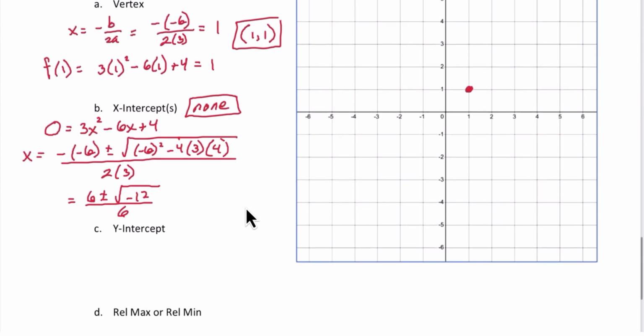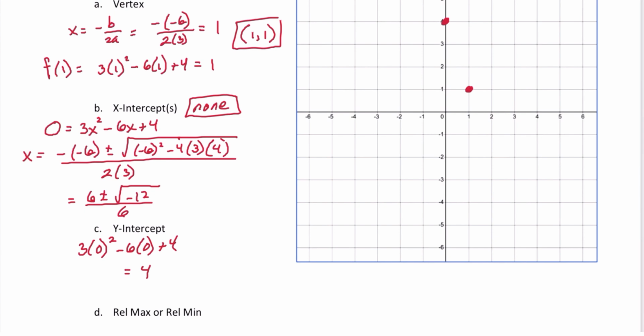To find the y-intercept, we will make x 0. 3 times 0 squared minus 6 times 0 plus 4. This gives us 4. So our y-intercept is at 4.